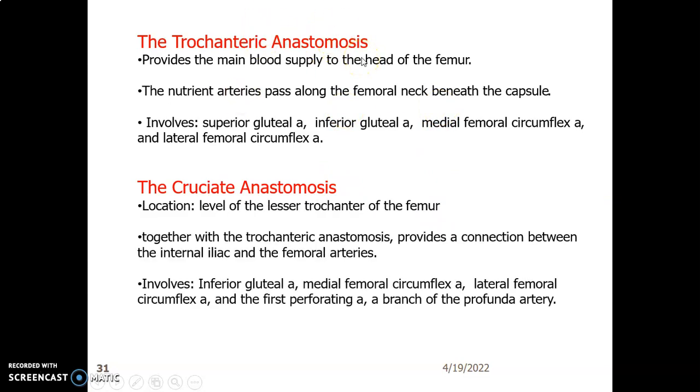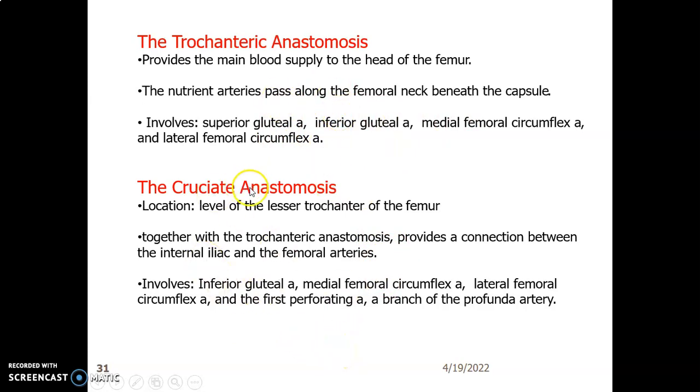What forms the cruciate anastomosis? Cruciate is located at the lesser trochanter of the femur. So together with trochanteric, they usually provide a connection between internal iliac and femoral. Both anastomoses ensure gluteal vessels are from internal iliac, then femoral vessels are external iliac. So they ensure that communication. So if you have obstruction of the external iliac, you can still get blood supply to your lower limb because internal iliac will communicate with the branches of the femoral artery and supply the remaining part of the lower limb.